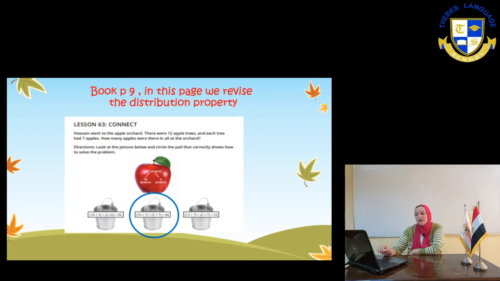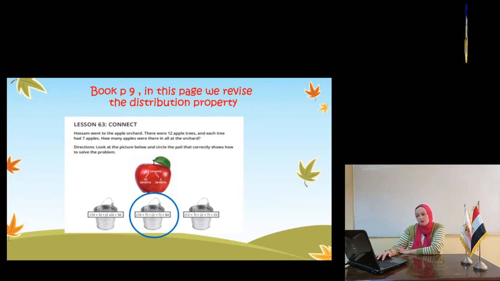Okay, 12 sevens means 12 times 7. Okay, so the apple is 12 times 7. We split it into 10 times 7 plus 2 times 7. Okay, so the correct answer will be the middle one. Okay, 10 times 7 plus 2 times 7 equals 84.